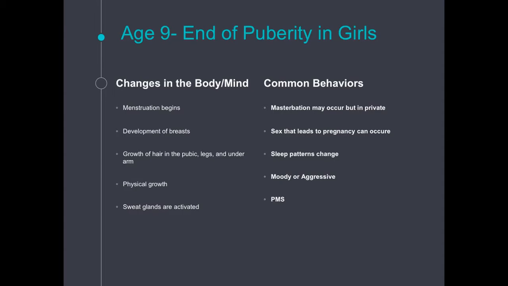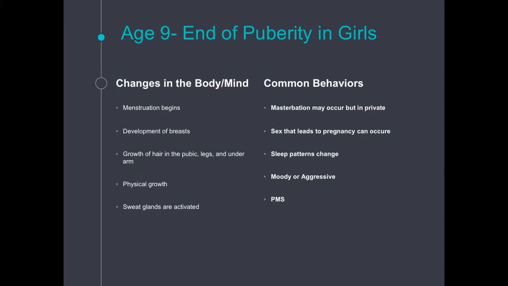For this one, I broke it up into girls and boys because we kind of see it different. So the changes in the mind and body, puberty begins at menstruation for girls, which is their periods. They start developing breasts. They grow hair in their pubic, legs, and underarms. You see physical growth, and their sweat glands are activated.